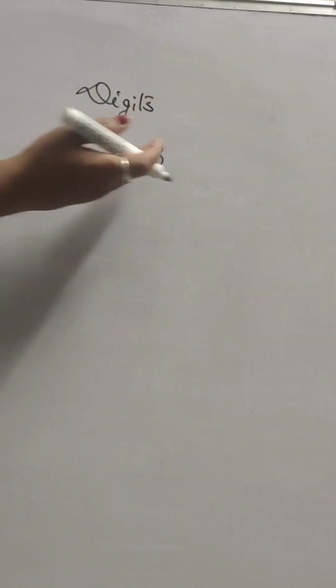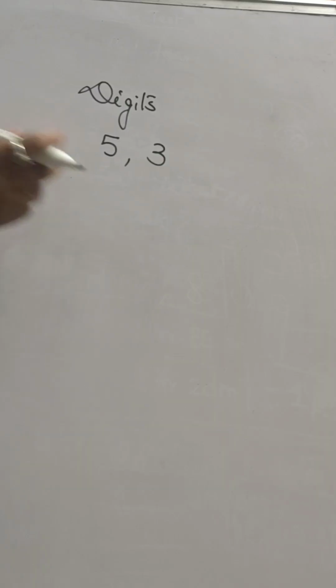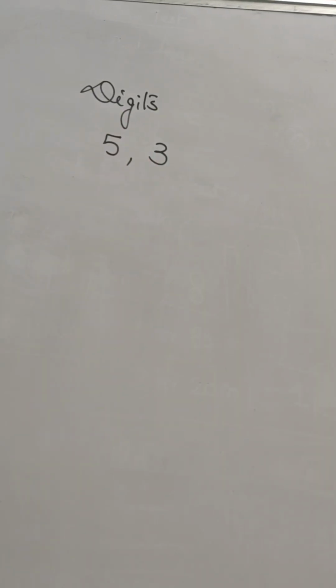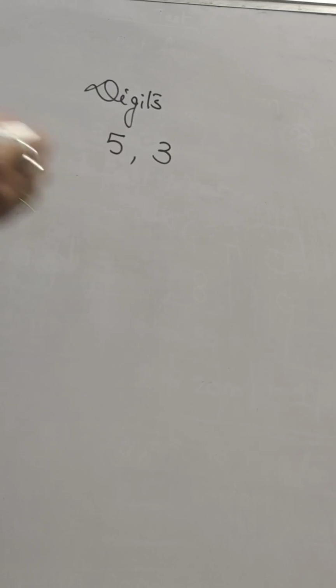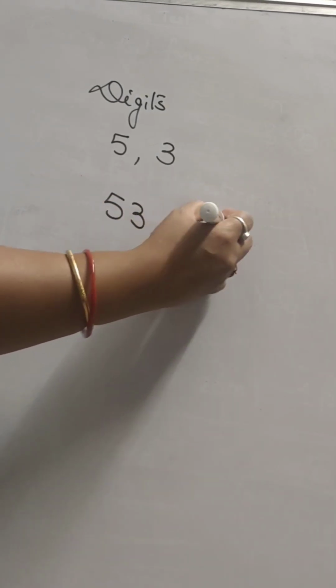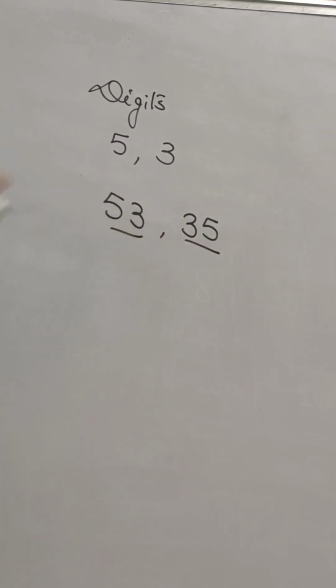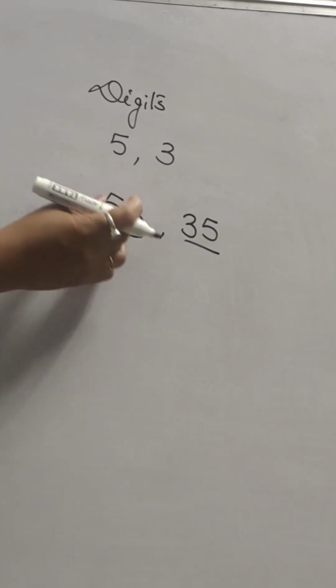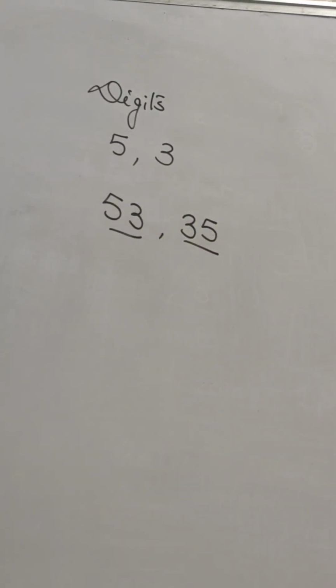Suppose there are two digits which are given to you. Now I will ask you to form any numbers out of this. You can make 53, you can make 35. What is the difference? The difference is you are placing them in respective places.